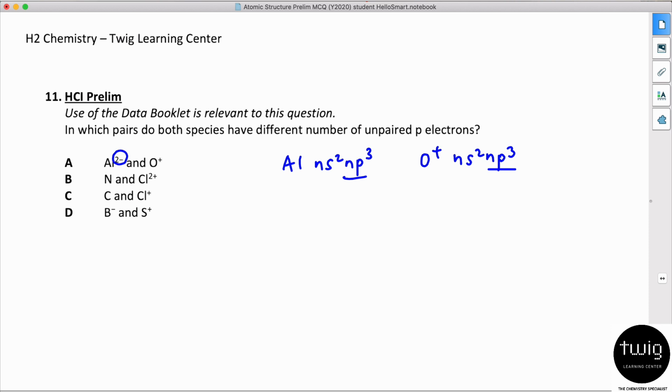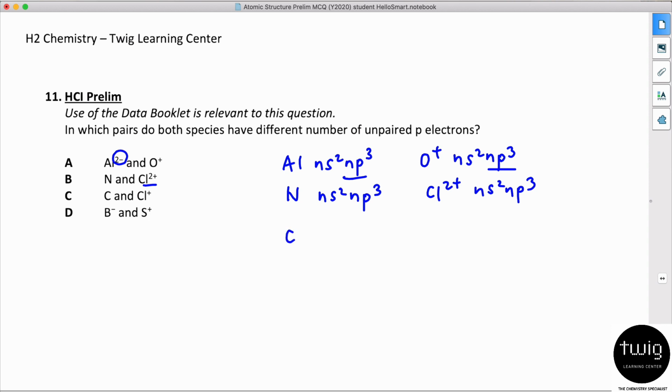Okay, look at nitrogen. Nitrogen valence shell is ns2 np3 because it has 5 electrons in the outermost shell. Cl actually has 7 electrons, but since it's 2 plus, it now will also have 5 electrons in the outermost shell. So I think Cl2 plus will also have the same configuration. N always represents the outermost shell.